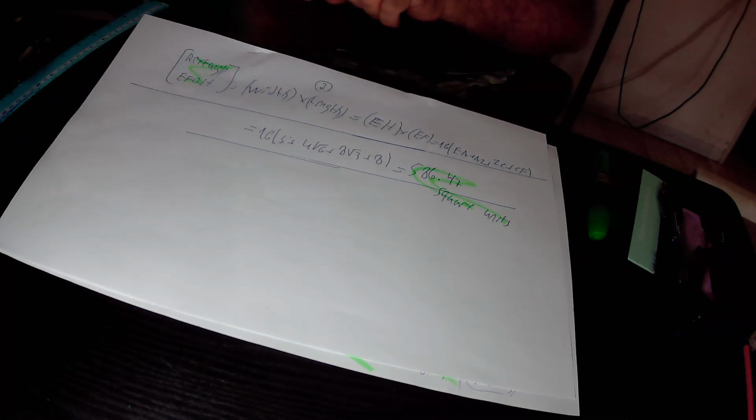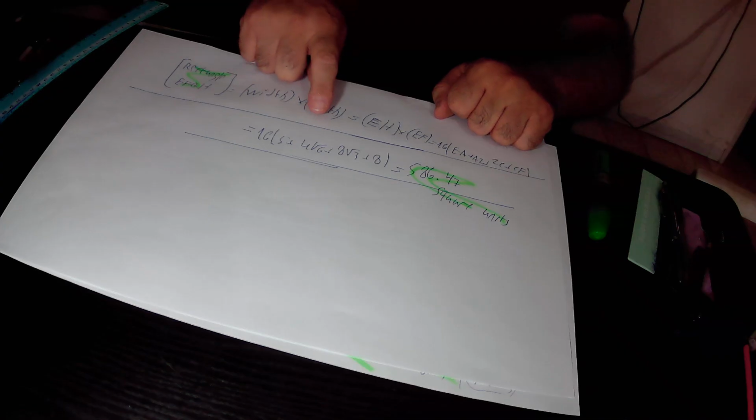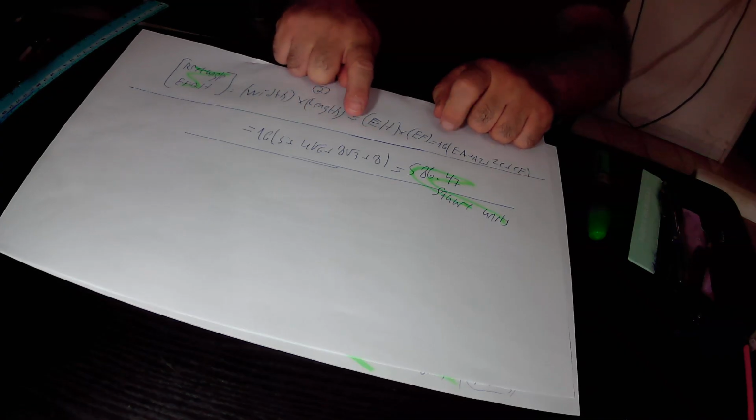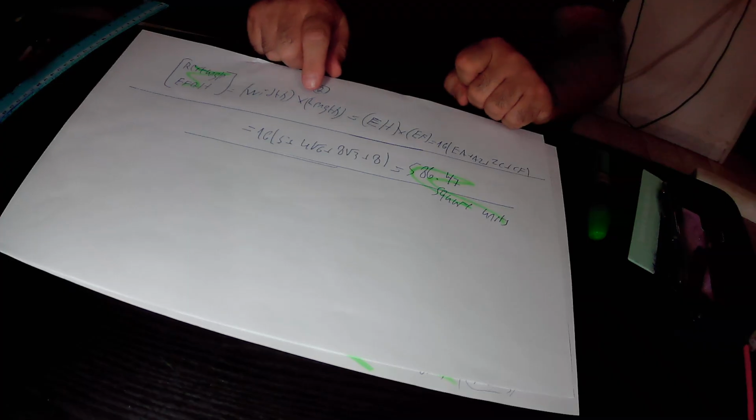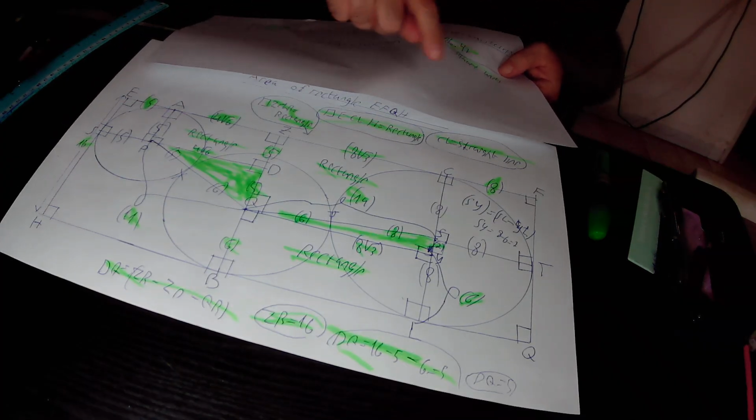So the width EH is 16, and EF in total equals EA plus AZ plus ZC plus CF. So it is 16 times EA, EA is 5, plus AZ, AZ is 4 times square root of 6, plus ZC, that is 8 times square root of 3, plus CF, that is 8. So in total 16 times 5 plus 4 times square root of 6 plus 8 times square root of 3 plus 8 equals the area of this big rectangle EFQH.